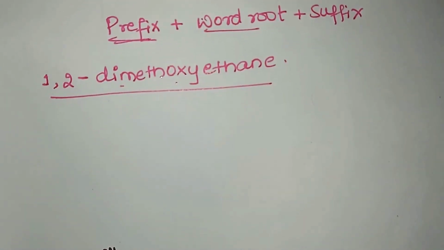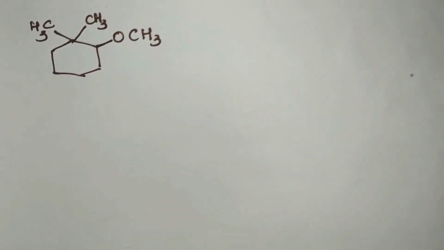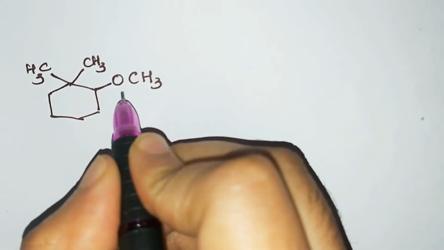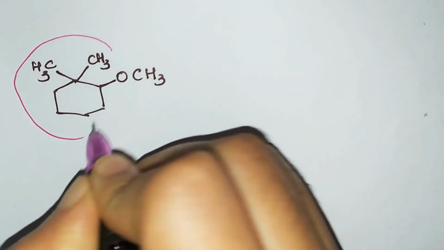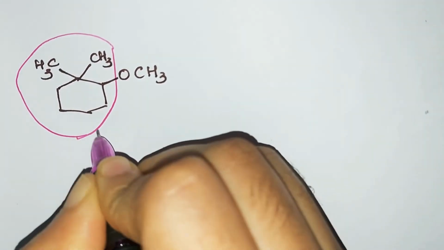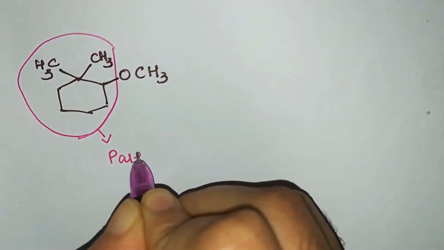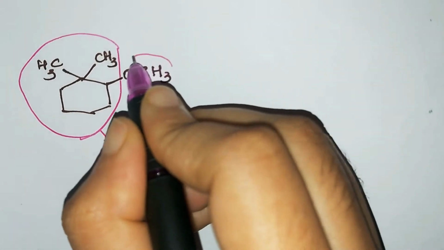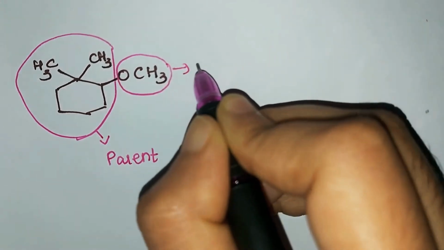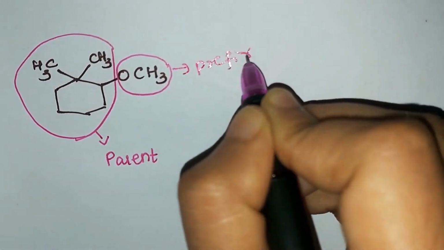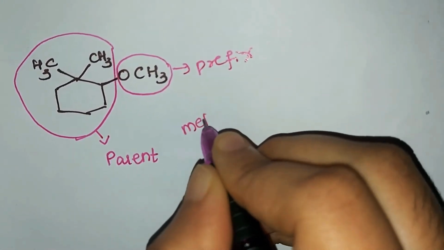Let us consider another example. So you can see here you are having a cyclic compound to which substituents are attached, and along with that you are having O and CH3. So the larger part becomes the parent chain and the smaller part becomes your prefix. So what will be your prefix? Methyl is attached to oxygen, so methoxy is your prefix.